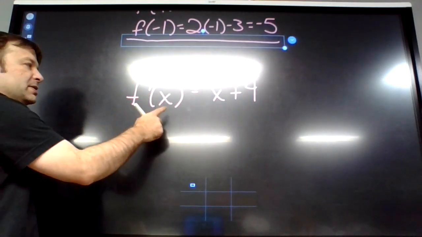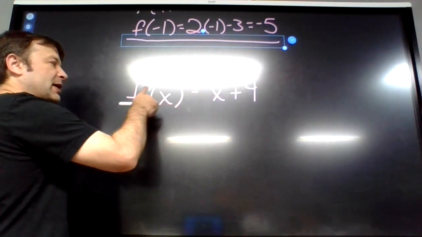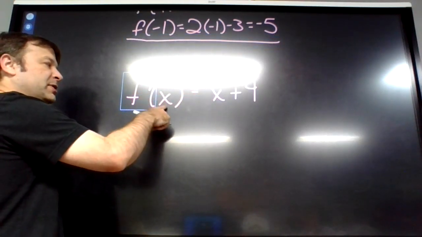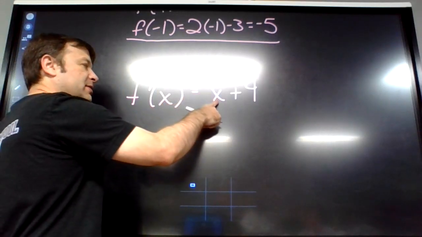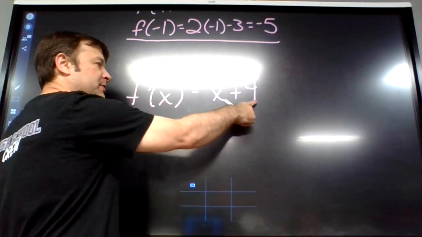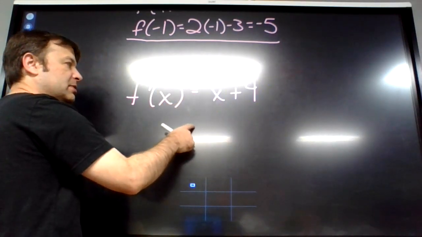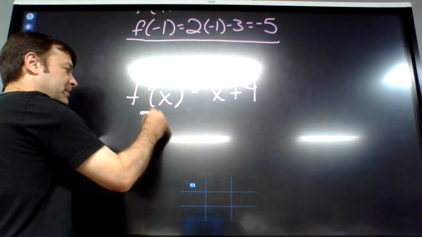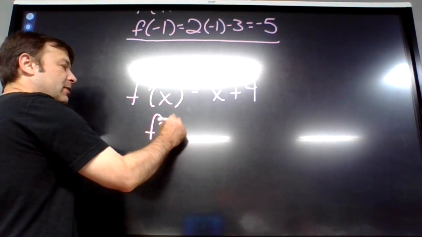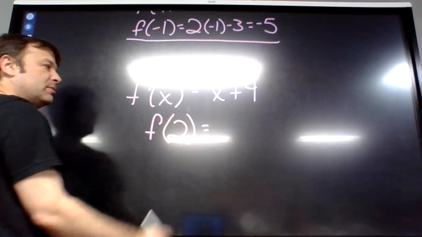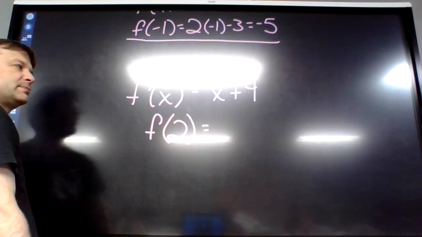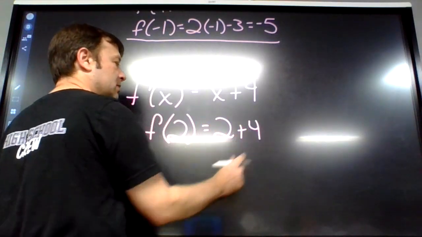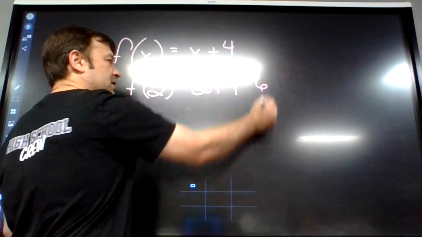Okay. So f of x is x plus 4. That means the f value depends on what you put in for x, and you're going to do x plus 4. This is not rocket science. If it's hard, you're just making more of it than it is. So if I say f of 2, what's that going to equal? 2 plus 4. You just replace the x with 2. So it's just 6.